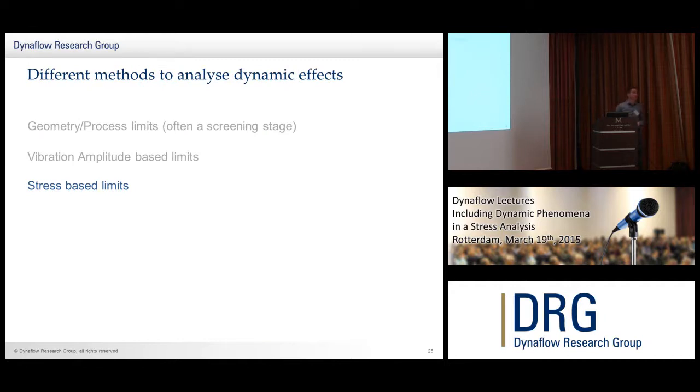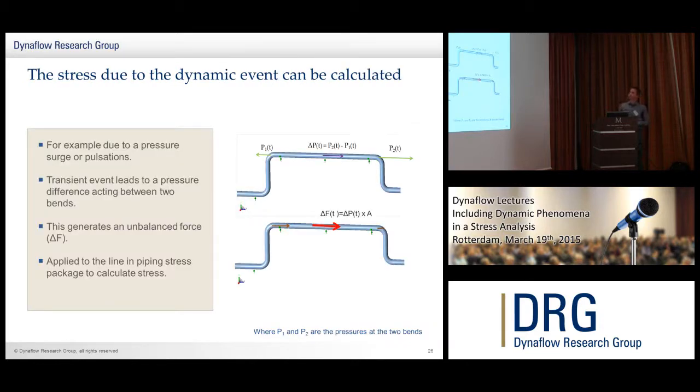So we're going to move on to look at stress-based limit. Okay. And with the stress-based limit, we can do a calculation in a piping stress package, such as Sazer, for example. Okay. And just to give you an example of how you could incorporate that, if we're looking at a pressure surge, so we've got a pressure peak going through a system, then we'd end up at a certain moment, pressure 1 at one elbow is lower than the pressure acting at the second elbow.